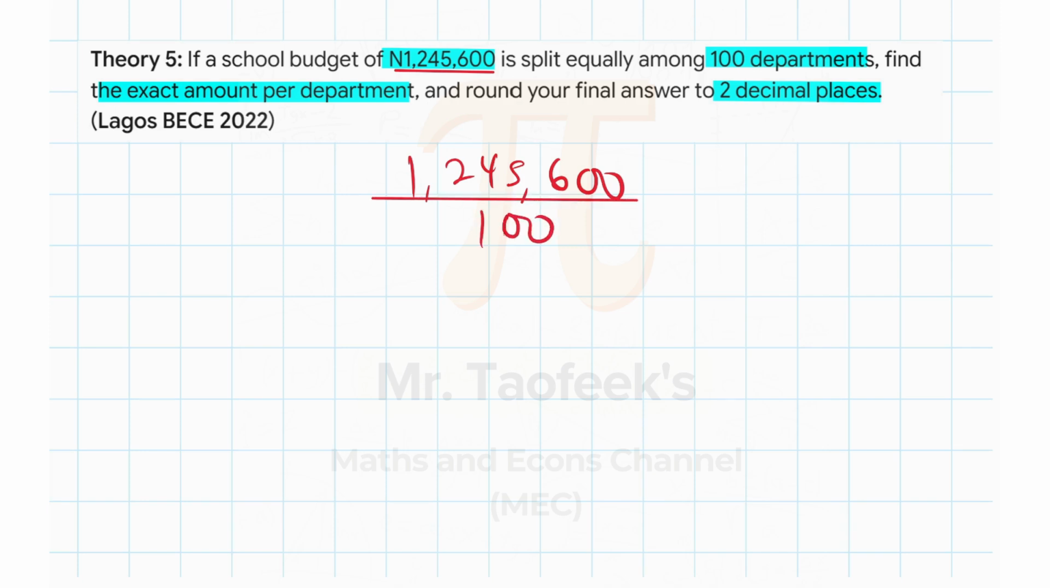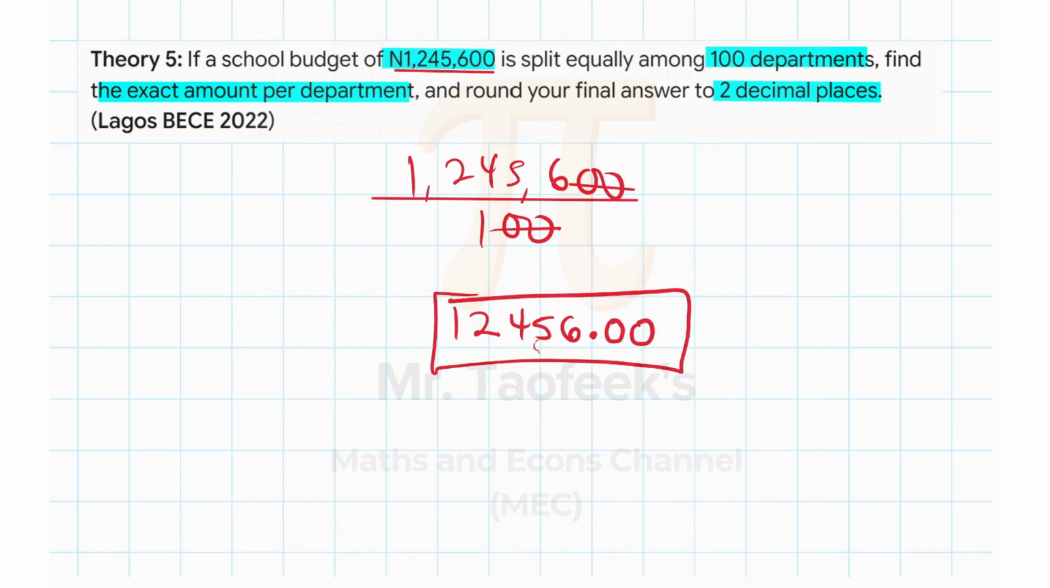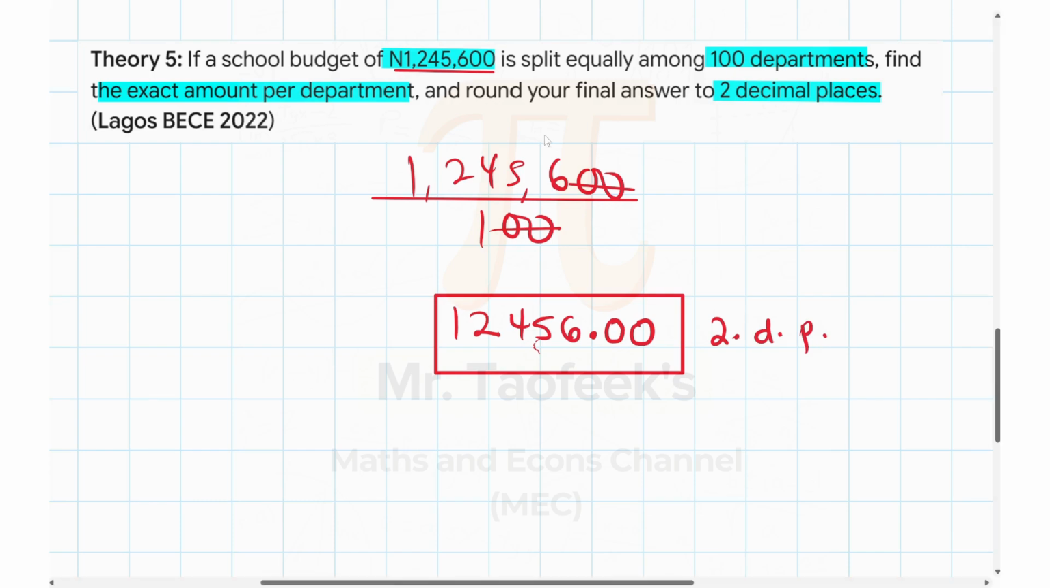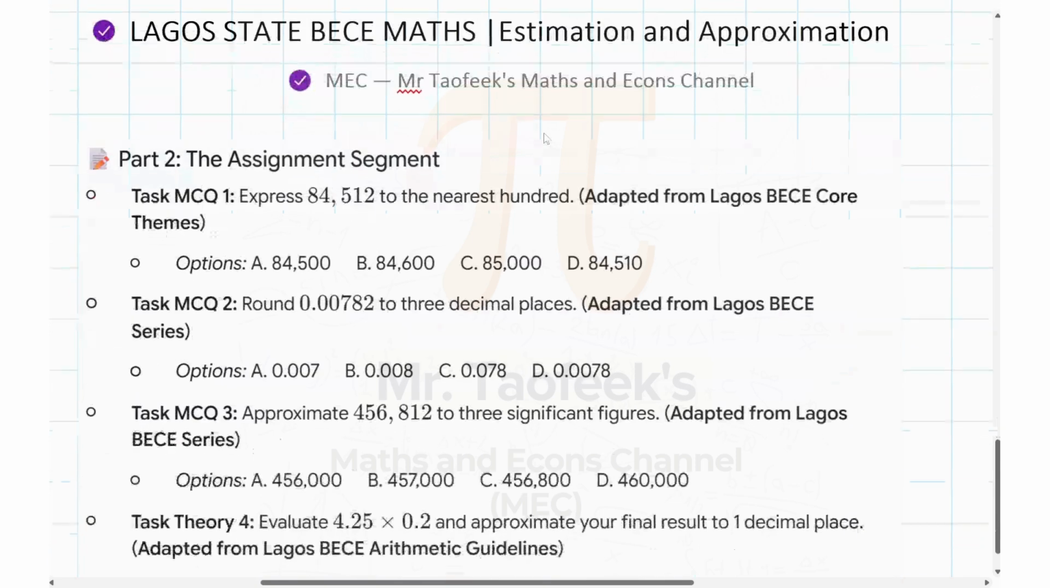So we divide. We can take out these 2 zeros, and then we're going to have 12,456. So it says to 2 decimal places. I really don't see why we need 2 decimal places, but if that's the case, this is our answer. You just put a point here and just put 0 and 0. Okay, so this is your answer to 2 decimal places. All right, and that is all for this particular topic.